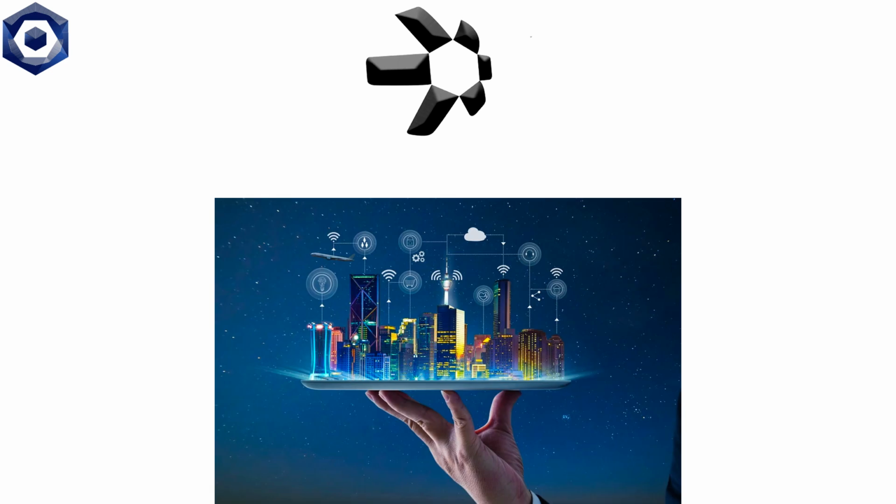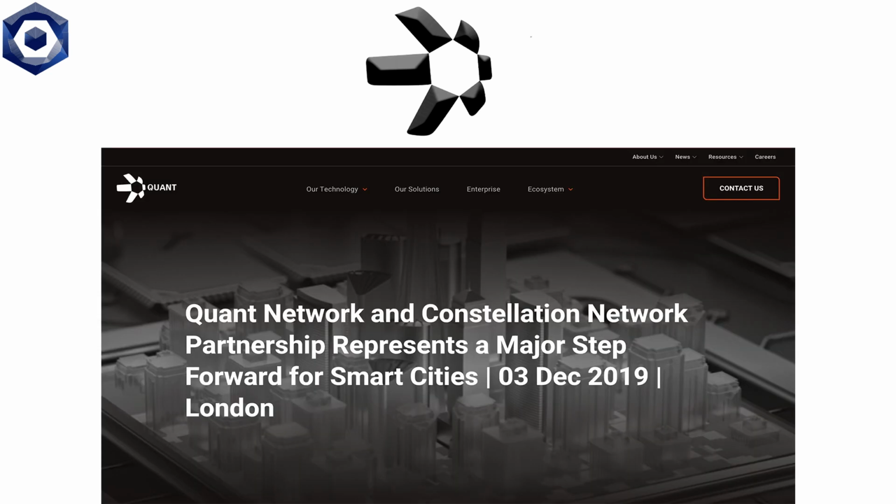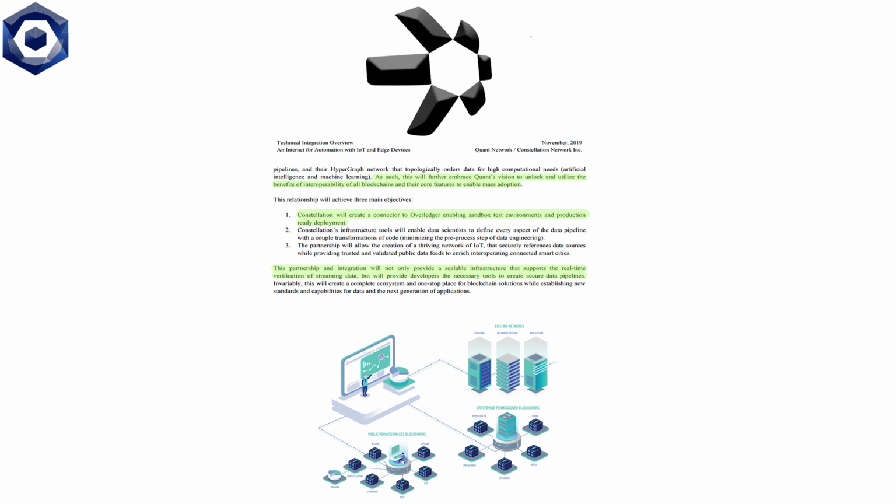Quant and Constellation are working together to build the vision of smart cities into a reality. So this pretty much means things like integrating IoT automation into every variable aspect of our daily lives. And if we check out the white paper for this collaboration proposal, we can see how this will be implemented, with Constellation building a connection to Overledger, which is Quant's operating system, to allow for a sandbox environment for developers to test on.